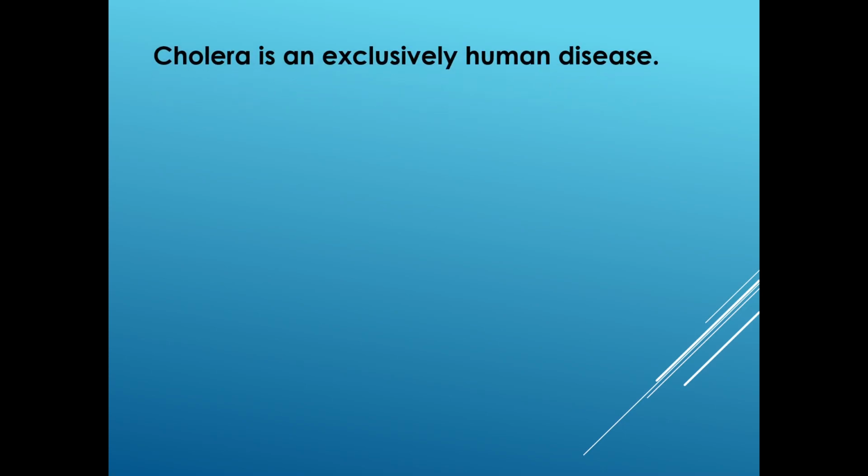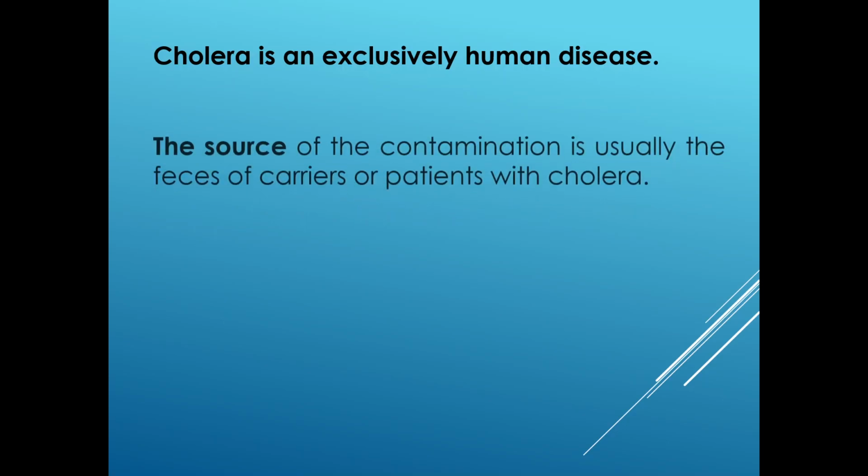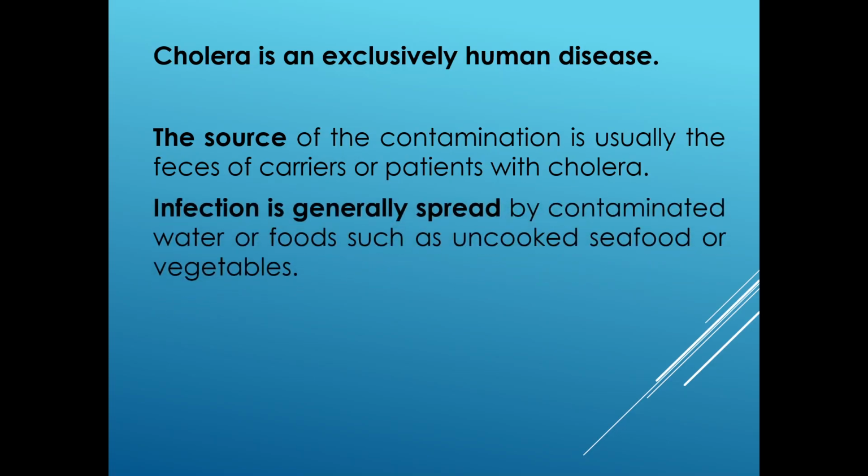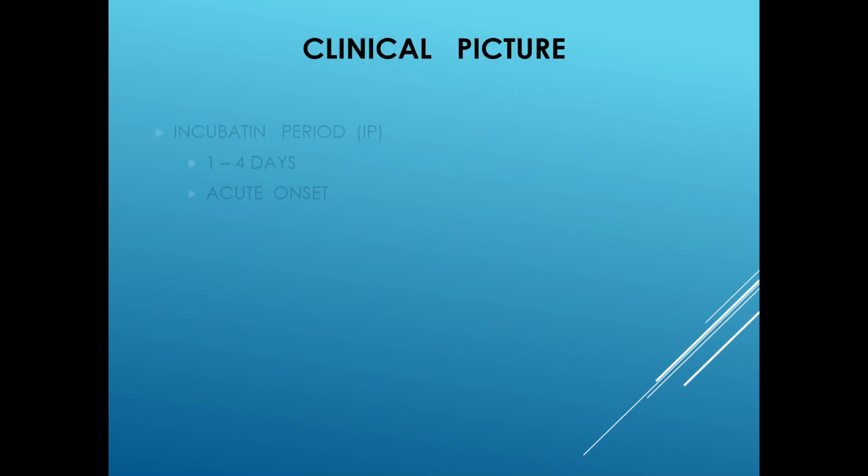Cholera is an exclusively human disease. The source of contamination is usually the feces of carriers or patients with cholera. Infection is generally spread by contaminated water or food such as uncooked seafood or vegetables. Mode of transmission: fecal-oral.